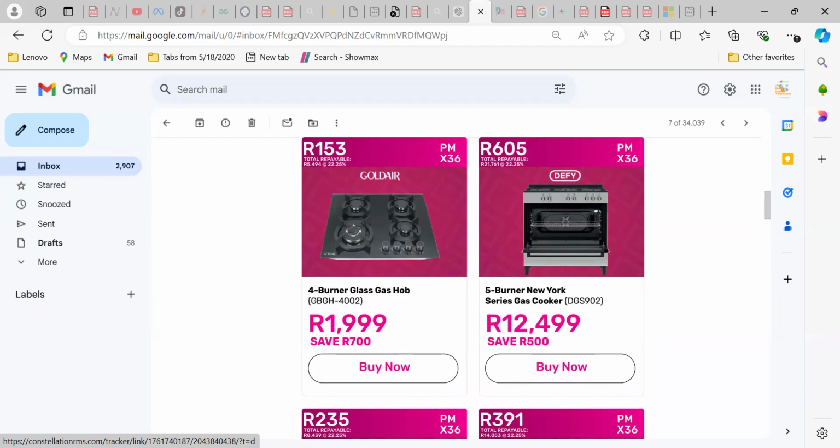If you want to buy the stove on hire purchase, how much does it cost? If you buy the stove today, it's going to cost us 2,000. But we have an option of paying it monthly. If we do monthly payments, we're going to pay 153 for 36 months, meaning 3 years. So we can take it today and pay 2,000, or we pay monthly and end up paying close to 5,000.